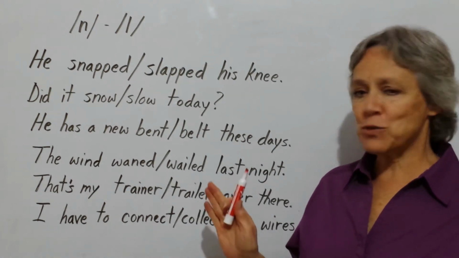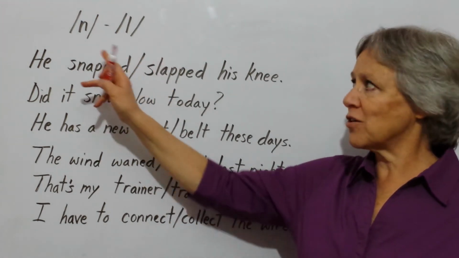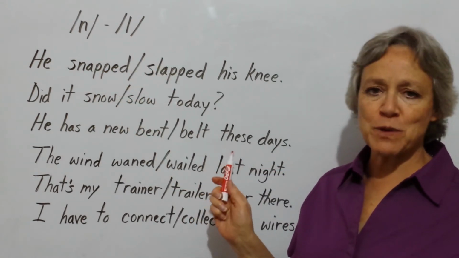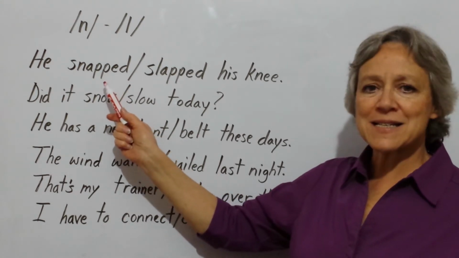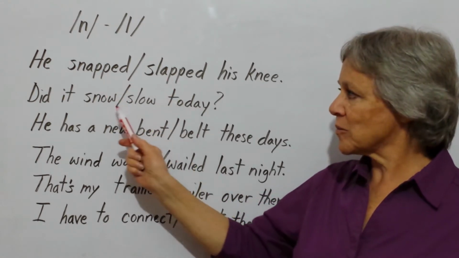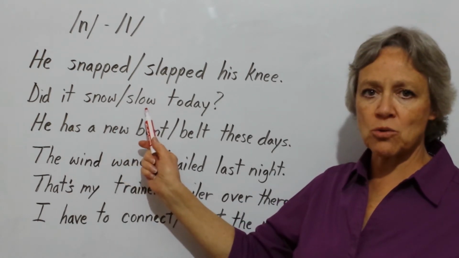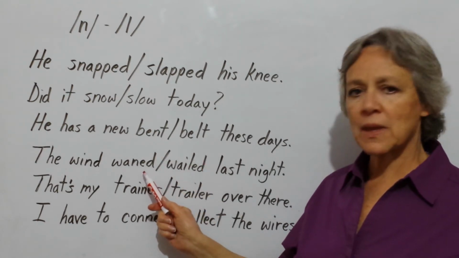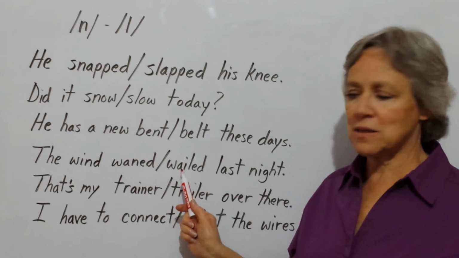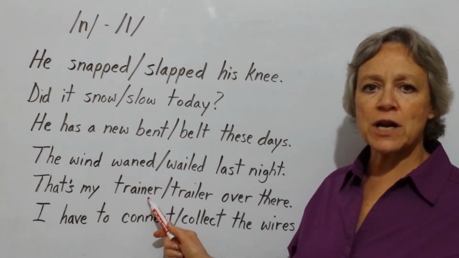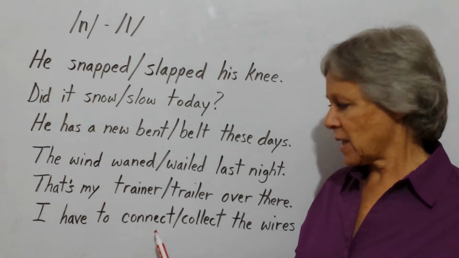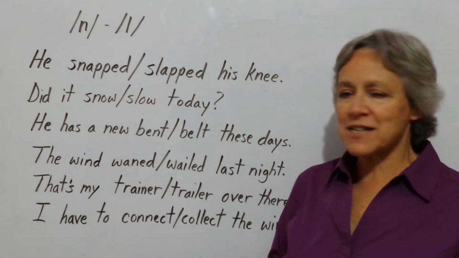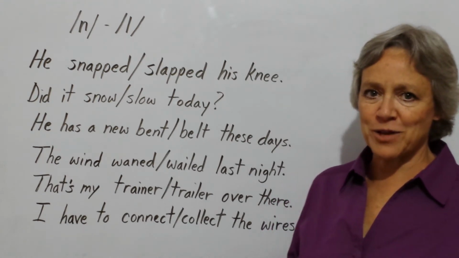In this part, each of the words has either or o in the middle of the word. Let me read these pairs of words to you. Snapped, slapped. Snow, slow. Bent, belt. Waned, wailed. Trainer, trailer. Connect, collect. All right, ready? Okay, I will read the sentences. Please decide which word I say.